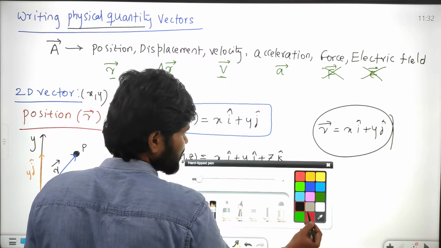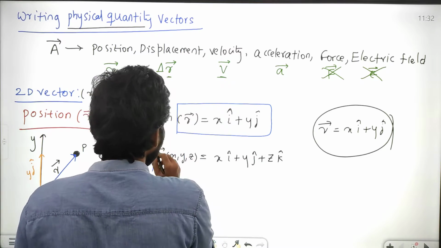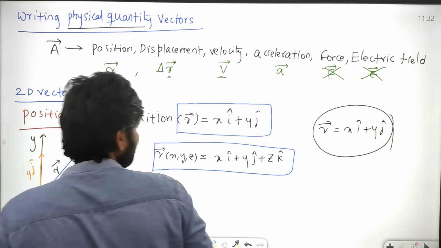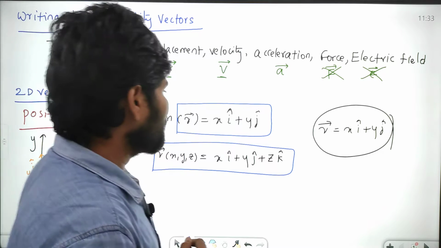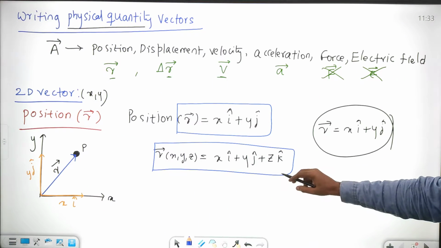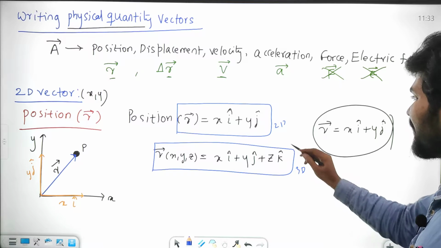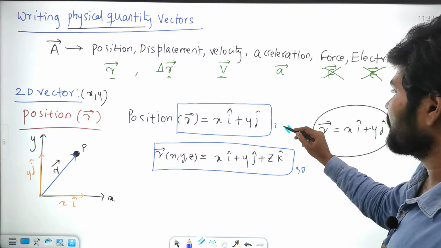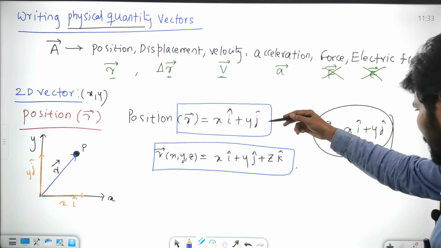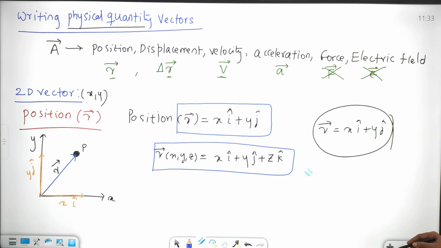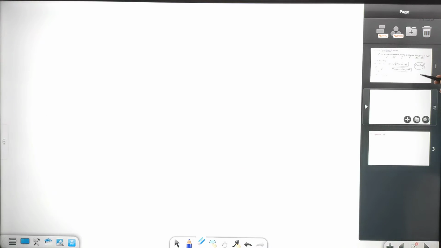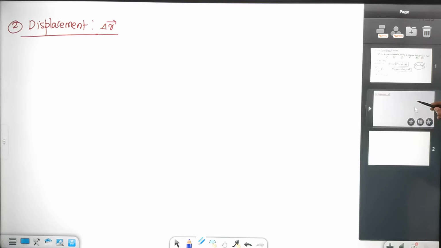See, this is the representation of the position vector like this. Okay. Next, this is the 3 dimension. This is 2D. I no need to write, right? You already know, because here we got 3 components and here we got 2 components.